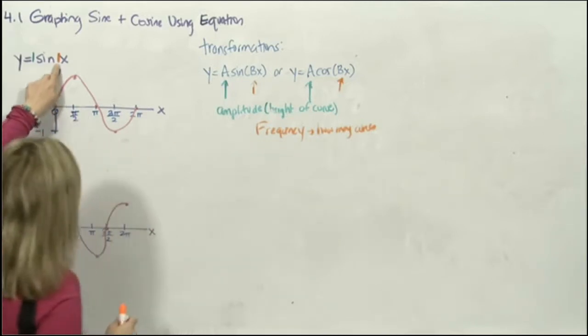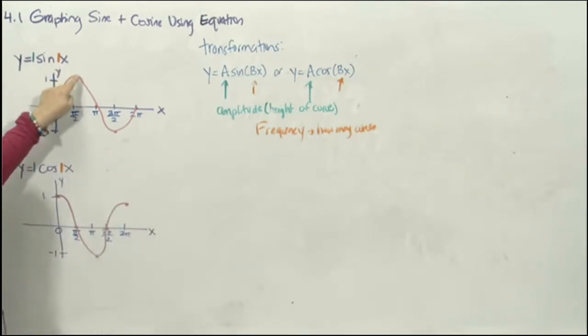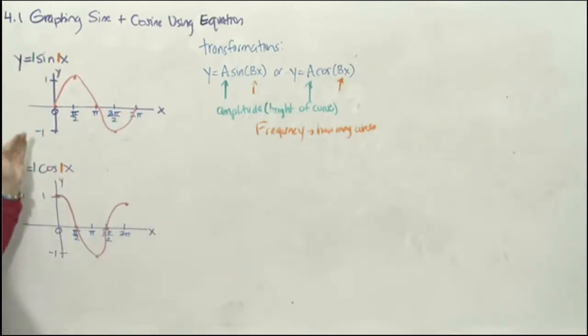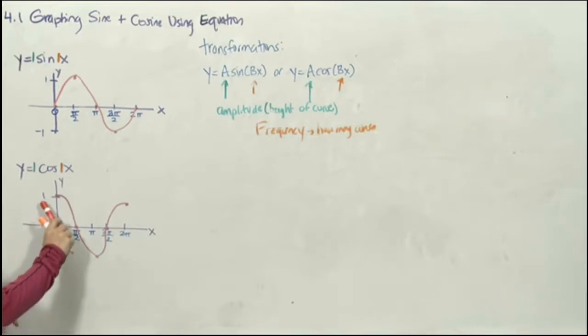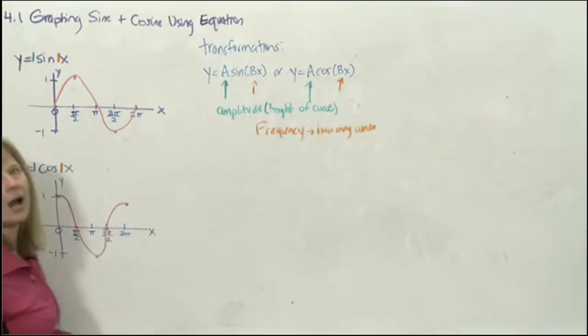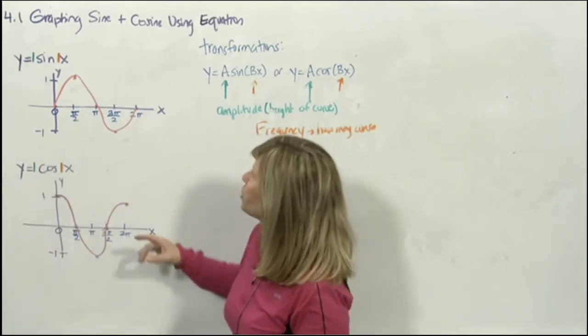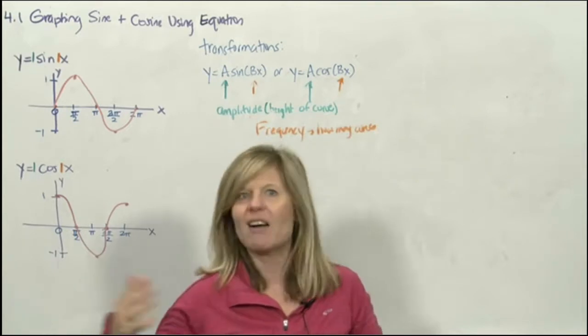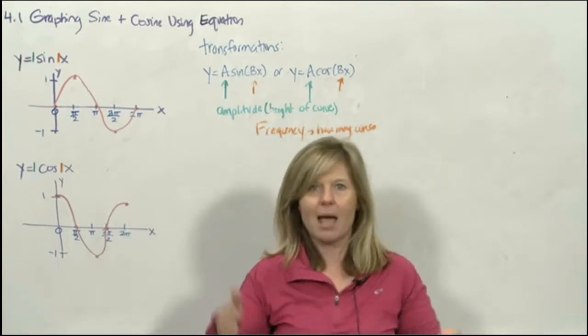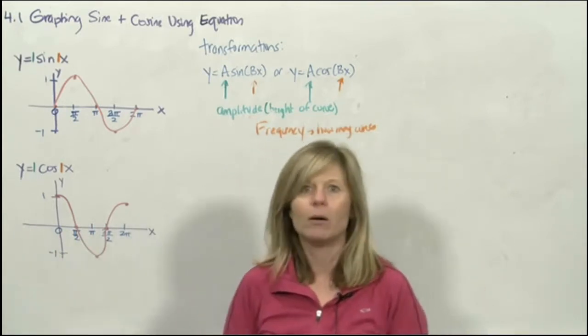If there is a 1 in front here, I expect to see 1 complete sine curve, which is an up hump and a down hump. If there's a 1 in front here, I expect to see 1 complete cosine curve, which is riding the roller coaster, go all the way down, all the way up. What I'm going to do today is change that 1. It may be a 2 or a 3 or a 5 or a half. And that will tell you how many curves I expect you to draw.